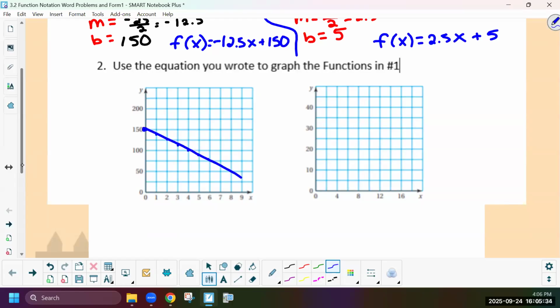Okay. For the next one, our y-intercept is 5. So I'm going to start at 5 on the y-axis. And I'm going up 2.5 and to the right 1. Okay.